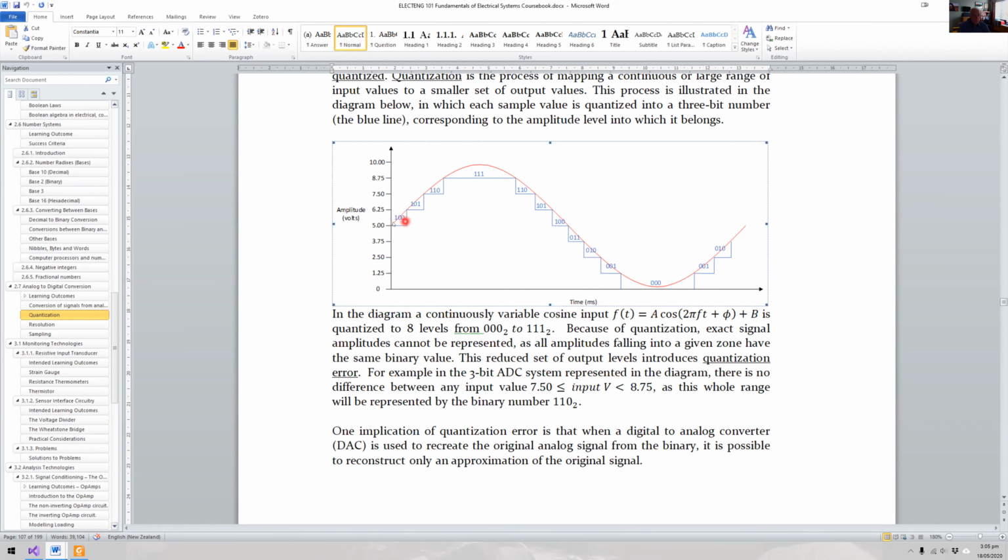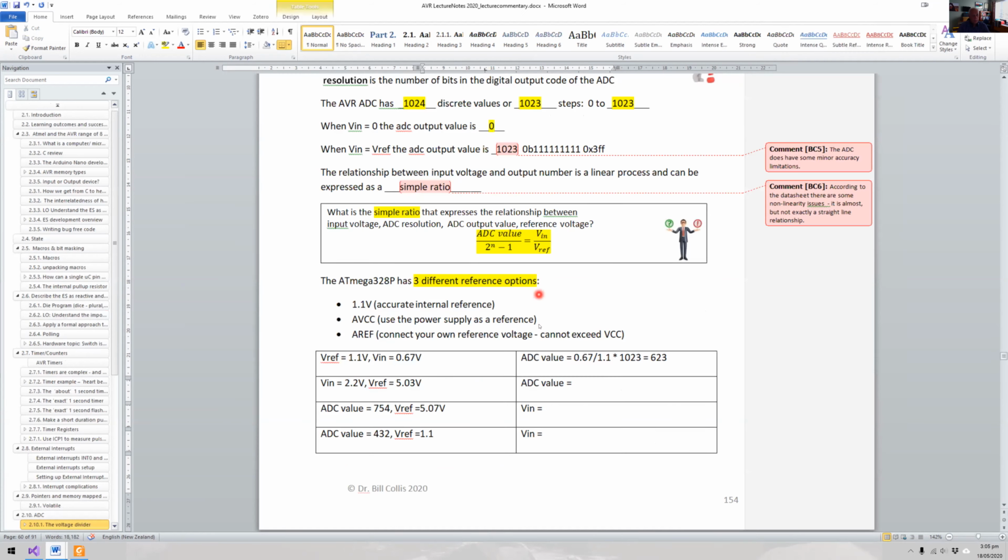So as you go up in voltage, it doesn't trigger to the next level until here. So that's what we're seeing here, is the fact that yes, 623 is the output of 0.67 volts, but this also represents a whole range of values. It's not exactly 0.67, it represents a range of values that will give us 623.